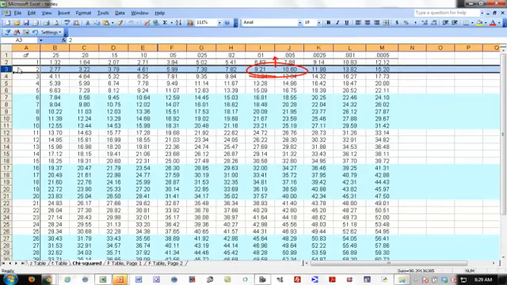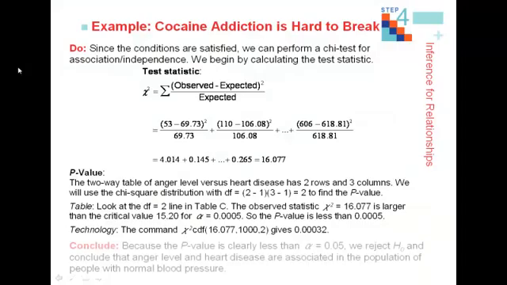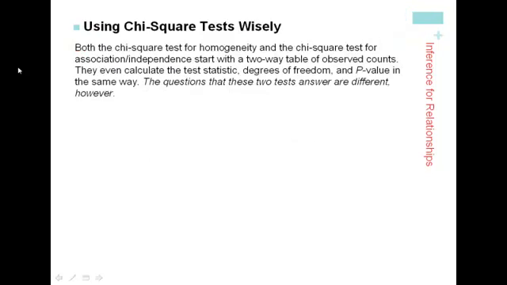All right. I think we're almost done now. All right, because the p-value is less than 0.05, we reject H0. Higher blood pressure and heart disease seem to be related to anger.